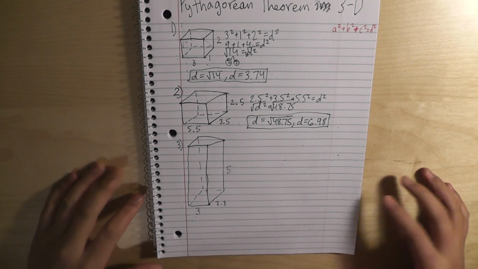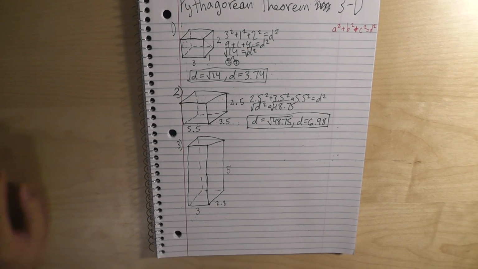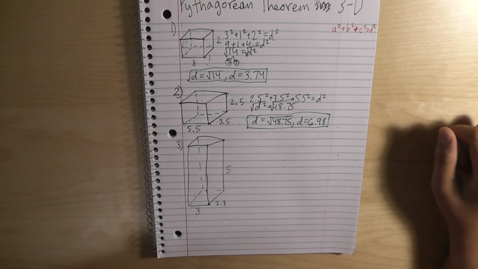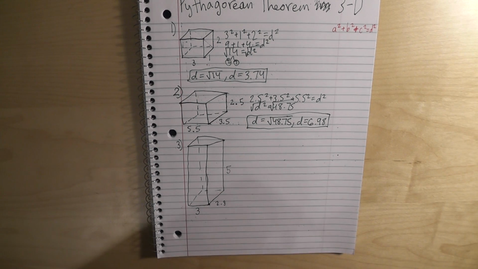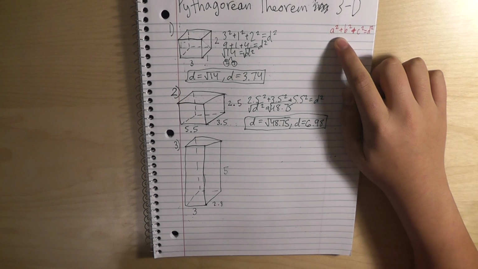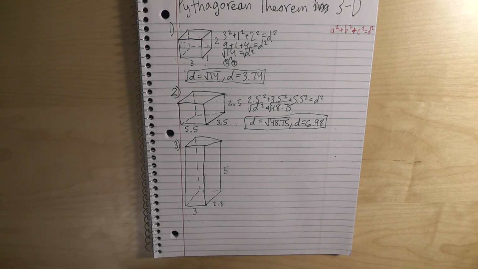Welcome back, guys, to part 2 of Pythagorean Theorem in 3D, more specifically, rectangular prisms. And today we're going to be doing more. So again, just as a review, a squared plus b squared plus c squared equals d squared.